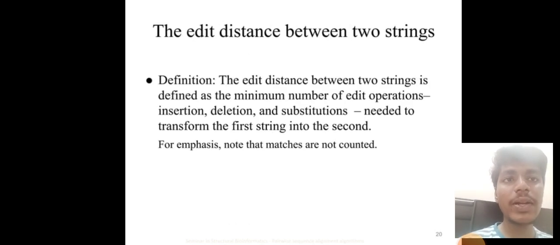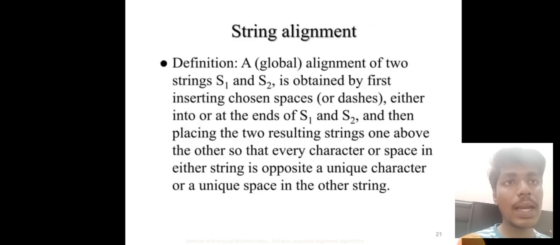The edit distance between two strings. Definition: the edit distance between two strings is defined as the minimum number of edit operations like insert, delete, replace, substitute needed to be performed on the first string in order to obtain the second string. For emphasis, note that matches are not counted. Matches should not be counted, whereas edit operations like insert, delete and replace should be counted, and it should be done in the minimum number of iterations.